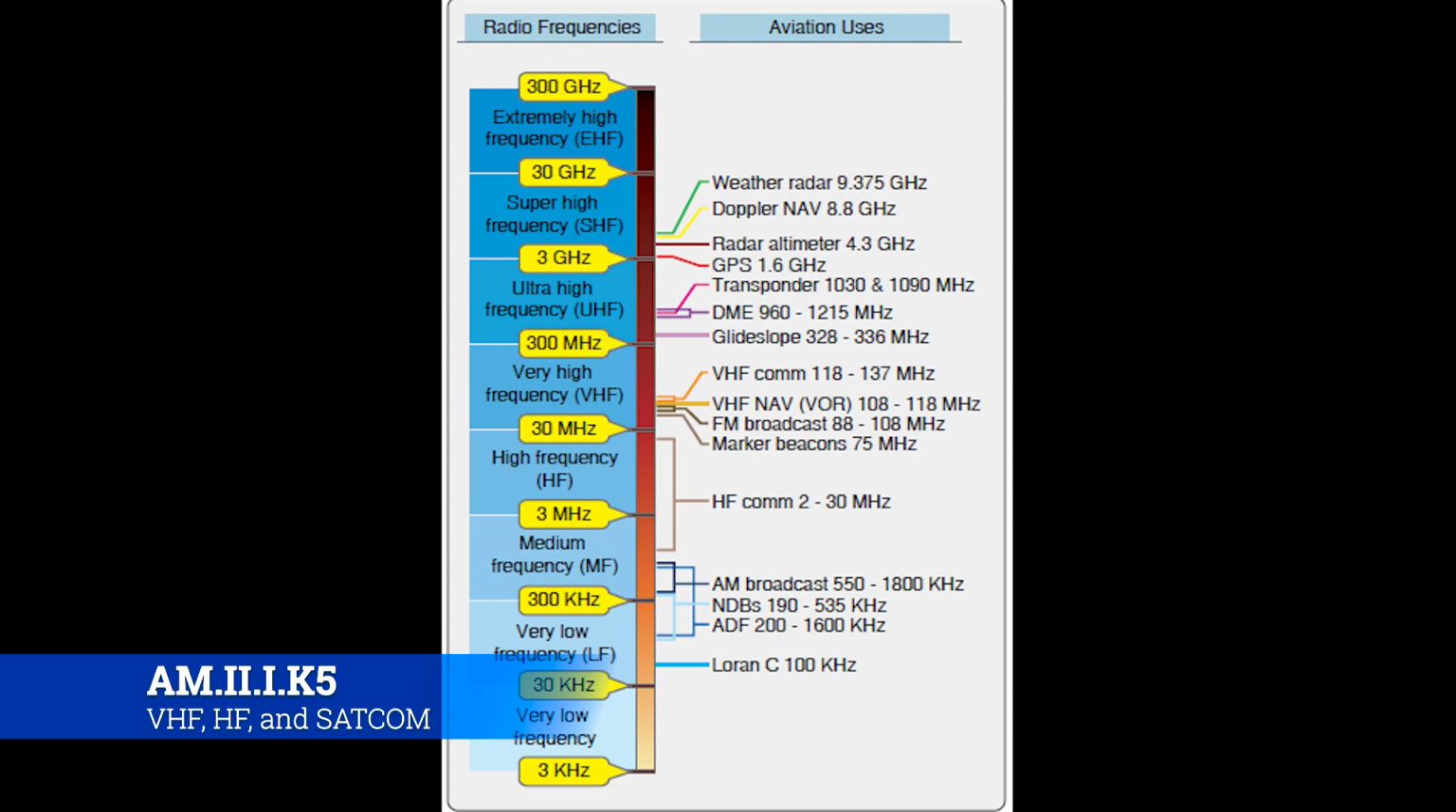But notice the frequency overlap. The ADF will go from 200 kilohertz all the way up to 1600 kilohertz. Your AM broadcast station will go from 550 to 1800.